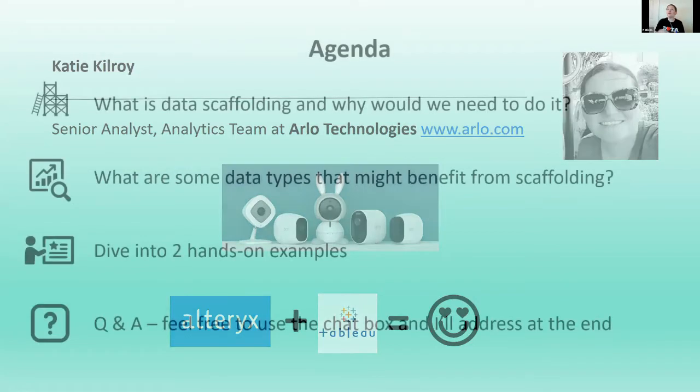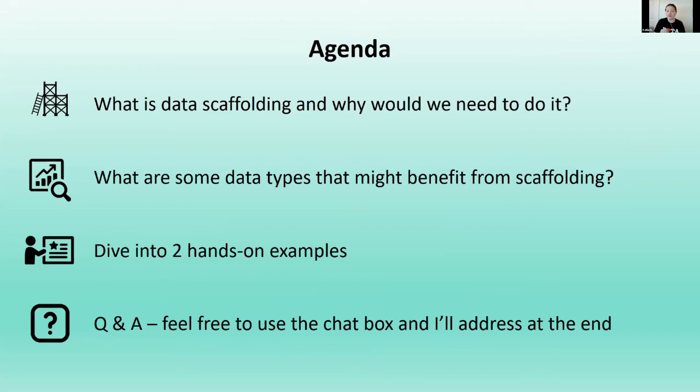I'm going to go through what is data scaffolding, why would we need to do it, and what are some data types that could benefit from scaffolding. I want to go through 2 examples if I can get through them both. The first one will be sort of generic, and I want to describe that because it's a classic scaffolding example. Then the second one has a little more detail to it, so I might gloss over a few things just to drive home the pieces about scaffolding in that example. And then at the end, I'm happy to take any questions. You can fire them into the chat box there, and we'll address those at the end.